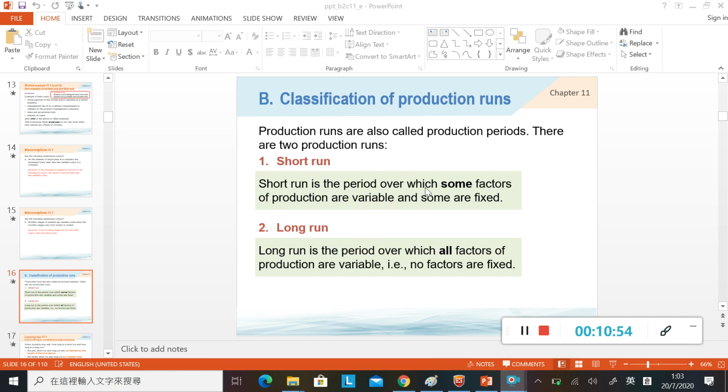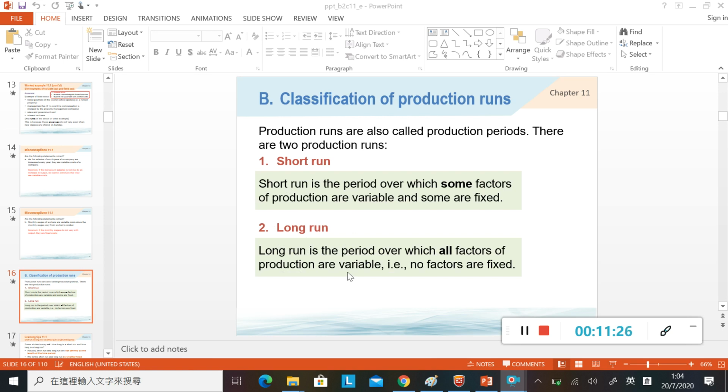is the period over which some factors of production are variable and some are fixed. If the production involves both variable and fixed factors, then we call that production period the short run. 好啦，咁呢度咩叫做 long run 咧？Long run is the period over which all factors of production are variable. No factors are fixed.